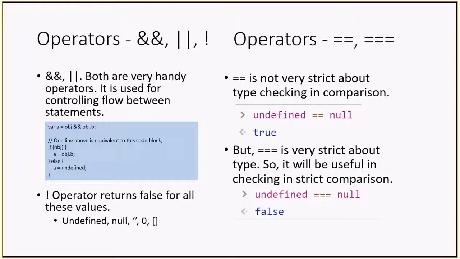I've given an example here. If you want to do this sort of logic: if the object is valid, assign a value from B to A, else assign A as undefined.